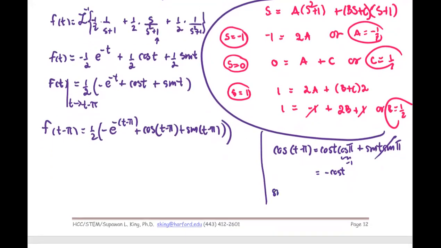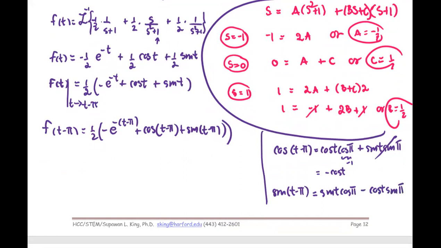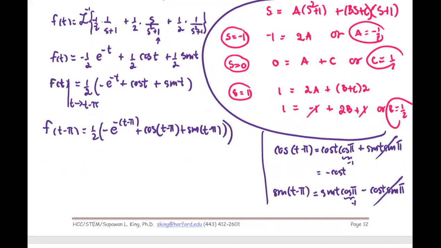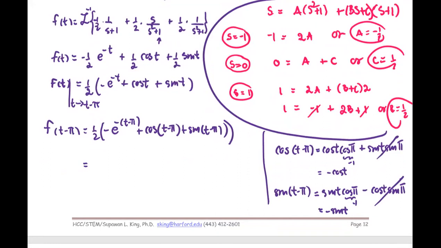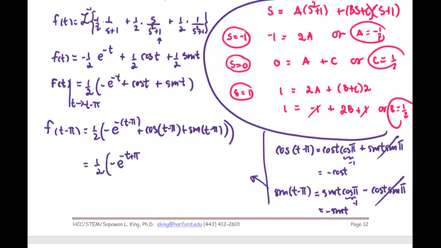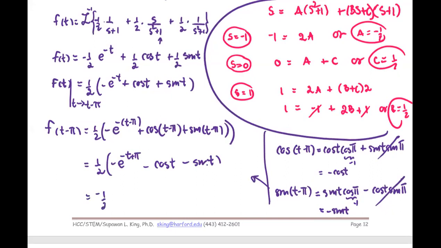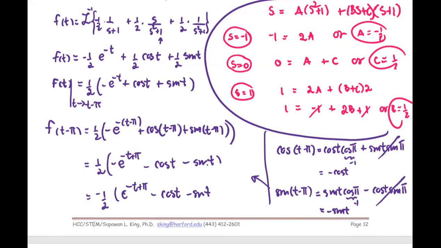And then treat the same way for the sine of t minus pi. Simplify it by using the sine of the difference formula, which is sine of t multiplied by cosine of pi minus cosine of t times sine of pi. Again, sine of pi is 0, cosine of pi is negative 1, then sine of t minus pi is negative sine t. Simplify the function f of t minus pi to get 1/2 multiplied by negative e to the negative t plus pi minus cosine t minus sine t, or negative 1/2 multiplied by e to the negative t plus pi, minus cosine t minus sine t, as the function f of t minus pi.